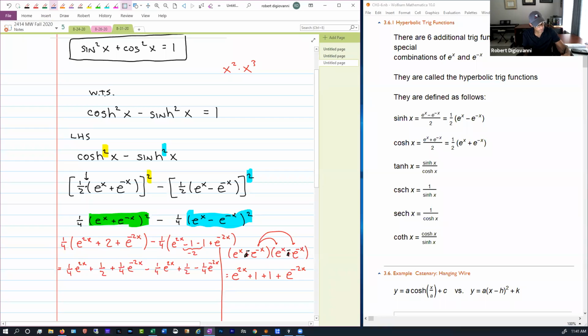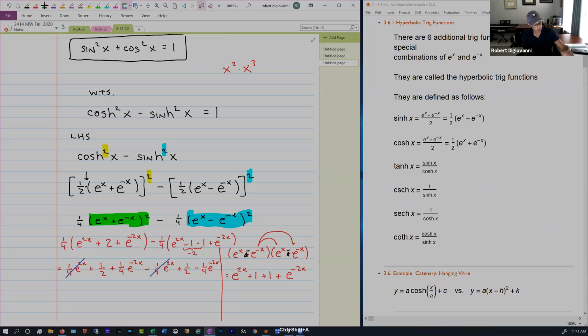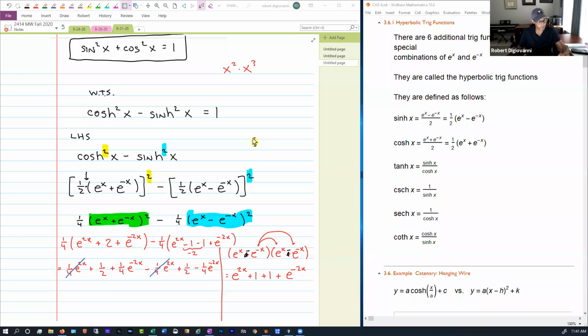So 1/4 e to the 2x cancels with negative 1/4 e to the 2x. Okay, so the next one is the 1/4 e to the negative 2x cancels with minus 1/4 e to the negative 2x. And the only thing left is 1/2 plus a half, which is 1. So there it is.